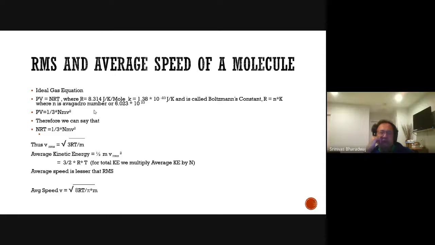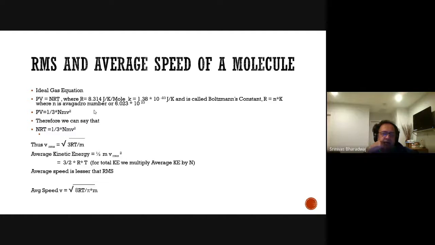Therefore, PV equals nRT is the ideal gas equation from our macro studies before, right? Charles' law and Boyle's law, coupled together, give you the ideal gas equation. PV equals nRT, where R is 8.314. And K is the Boltzmann constant, 1.3 times 10 to the power of minus 23, and therefore you end up with the equation, right?